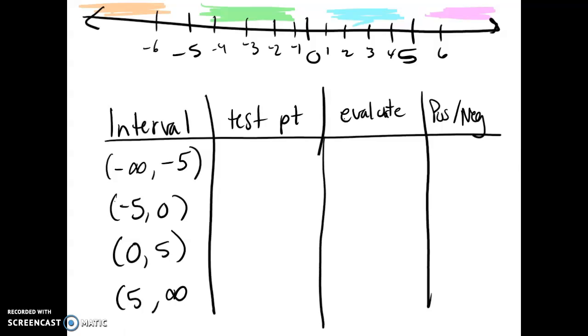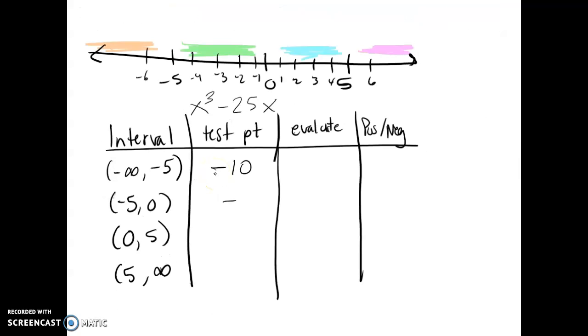And let me put our polynomial back over here. So I'm going to pick some test points. So negative 10, let's do 1, let's do negative 1 in here, and let's do positive 10. So negative 10 cubed will give me negative 1000, minus negative 250, and we'll end up with negative 750. So this will give me a negative value.